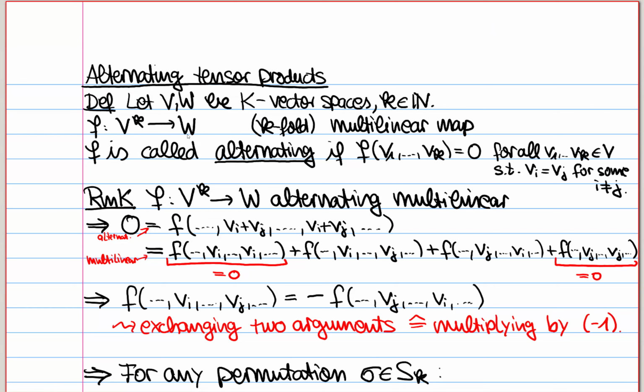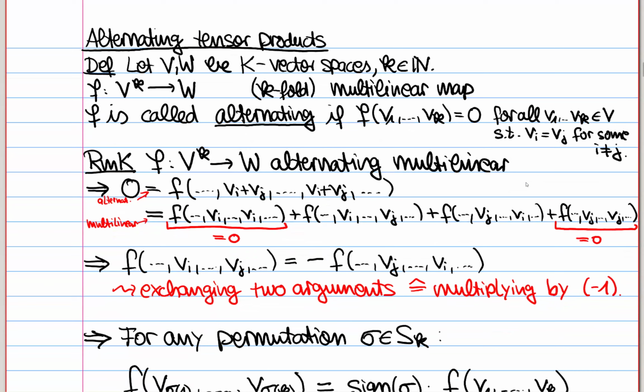We call such a thing a k-fold multilinear map if this map eats k vectors in V and spits out a vector in W. It's multilinear if it is a linear map in each of these k slots, if you fix all the other entries. And such a multilinear map is called alternating if it has the additional property that it vanishes on these k vectors if two of the vectors agree. So if you put two times the same thing in two different slots, then this map should vanish.